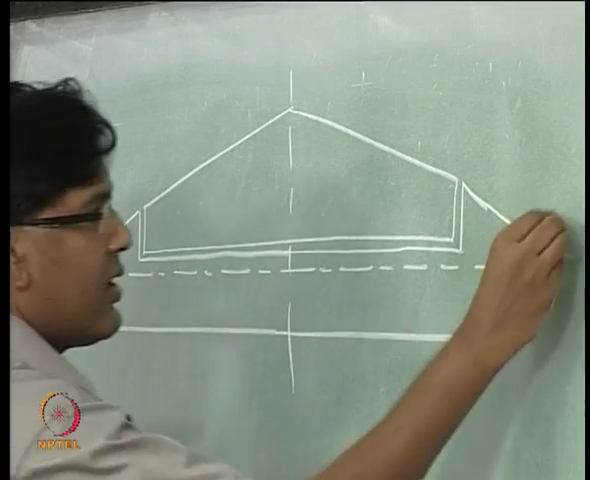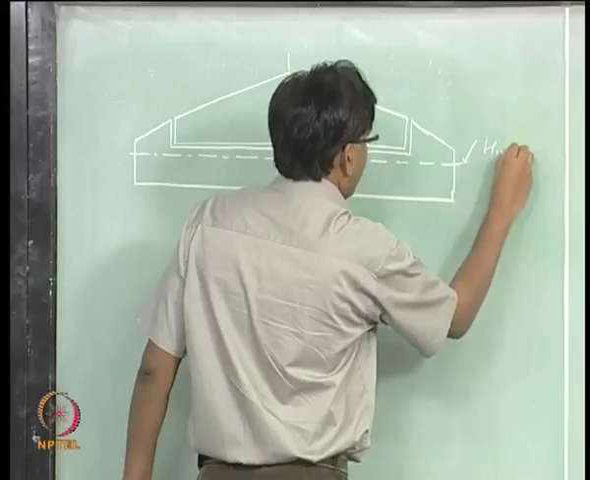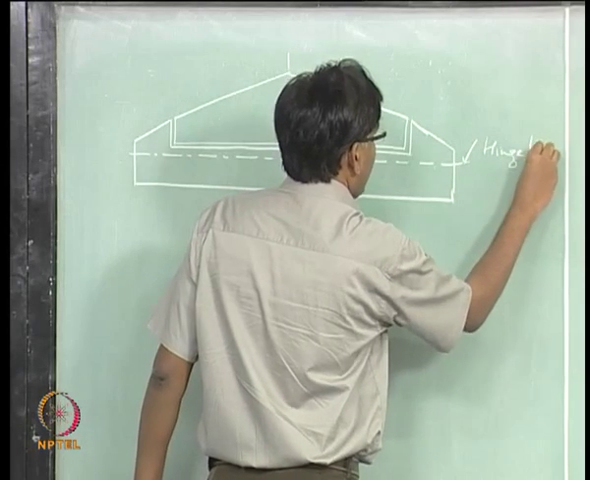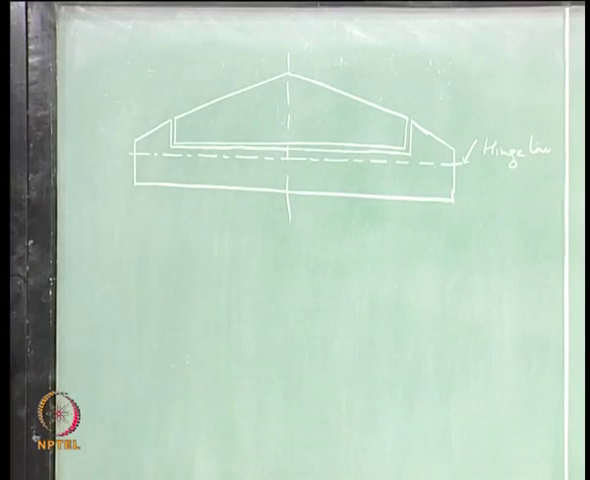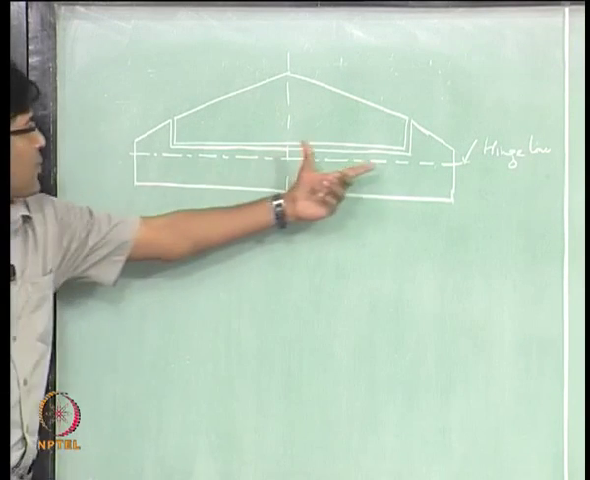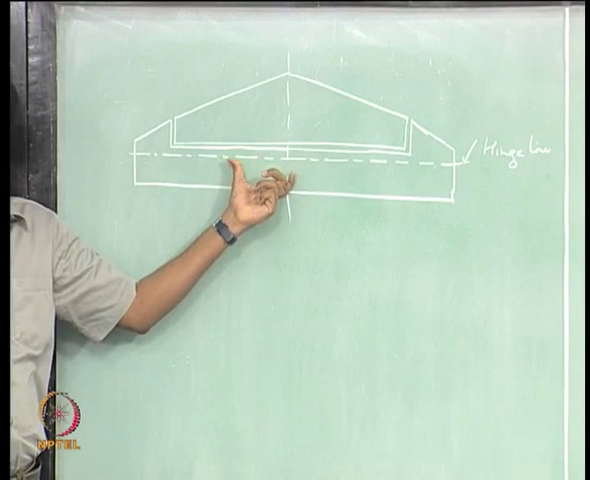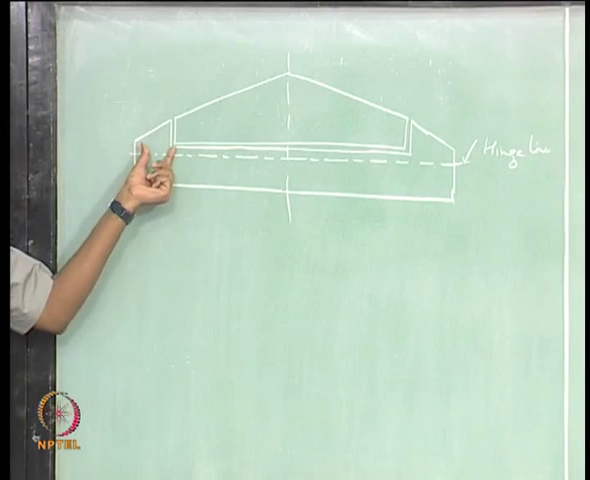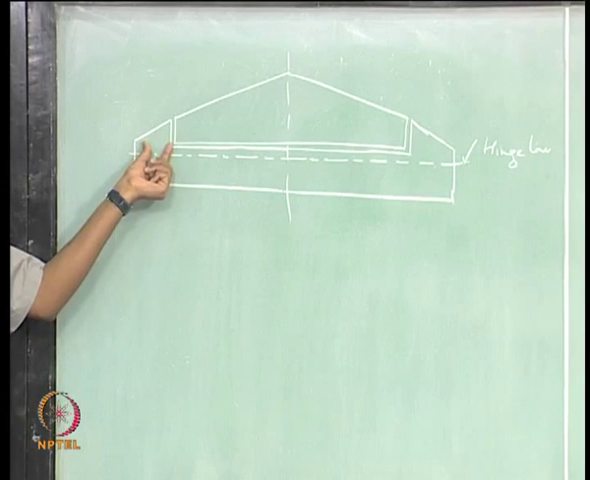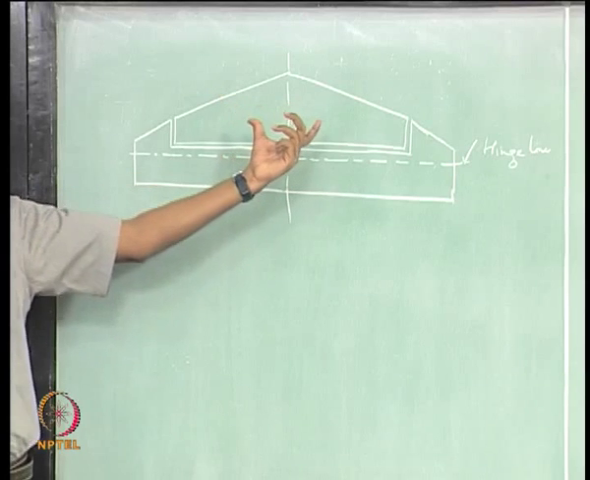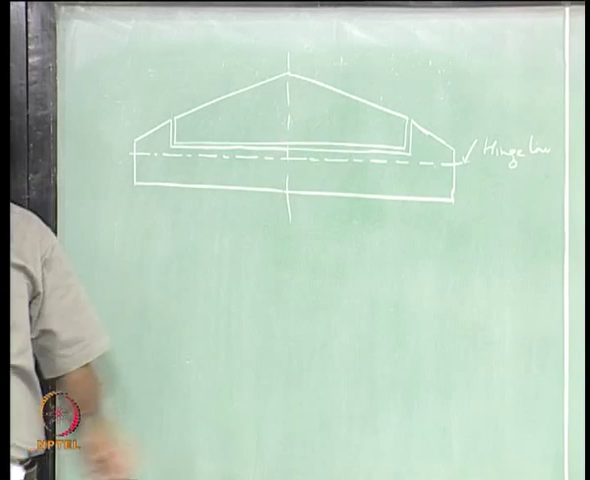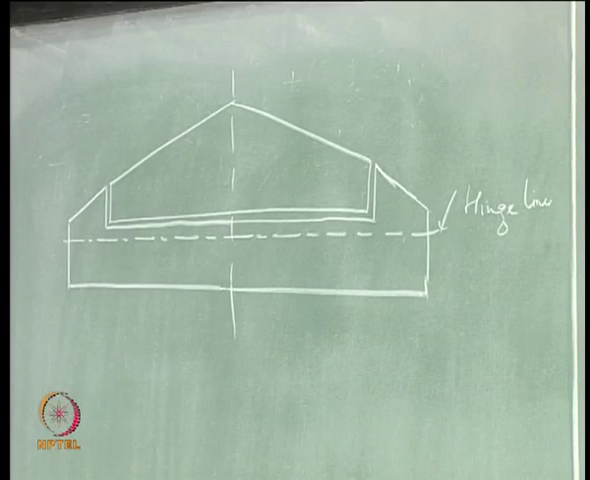This is your hinge line, okay. This part is the elevator. What I have done here is extended this portion so that it joins nicely with this part, isn't it? Why have I done that?